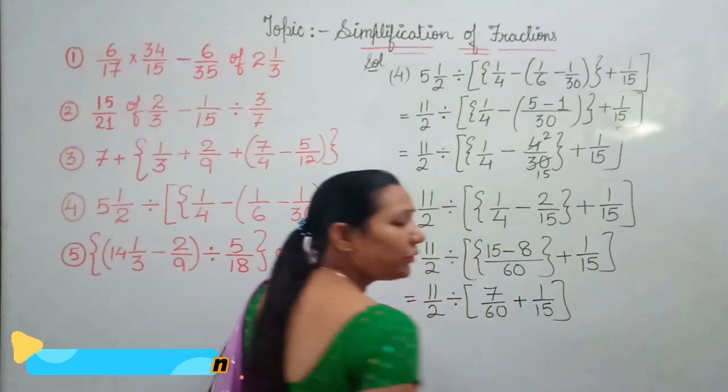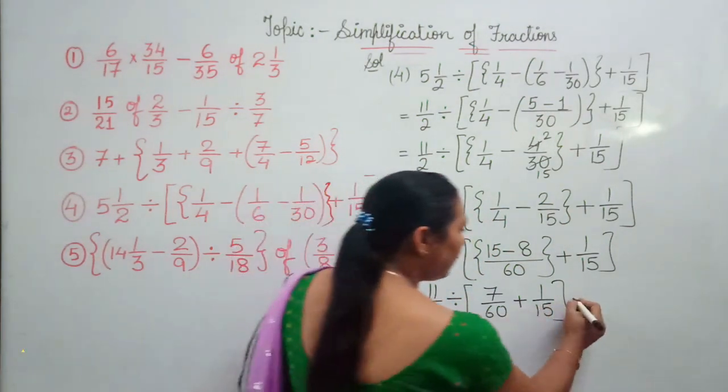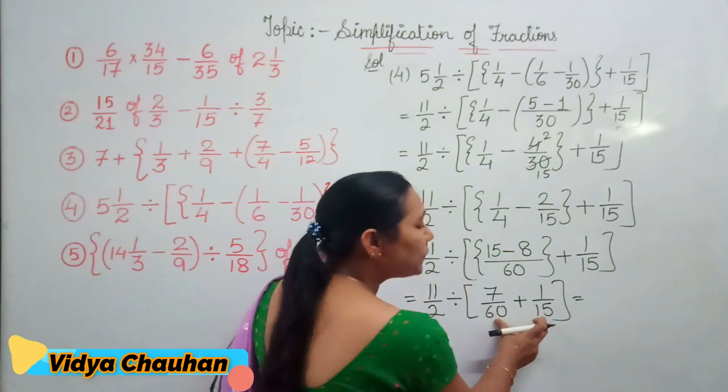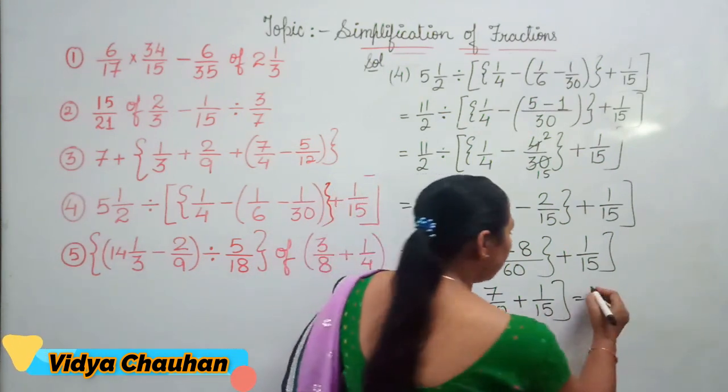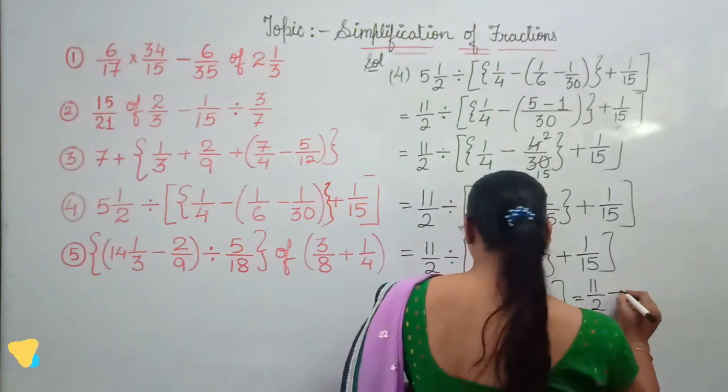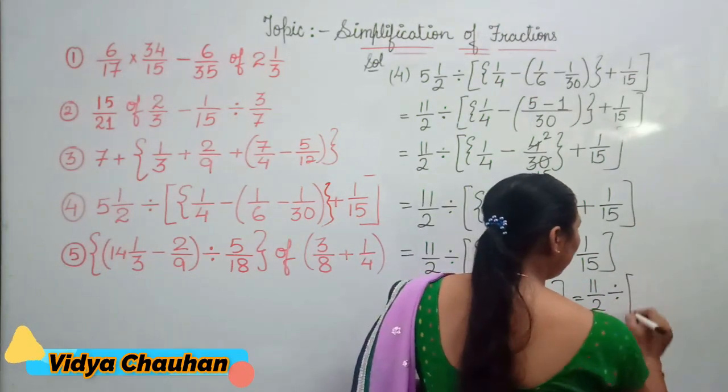It is 1 upon 15. Now in the next step we have to solve this big bracket. The LCM of 60 and 15 will be 60 itself. So it is 11 upon 2.